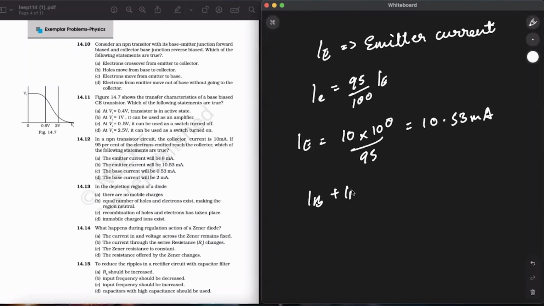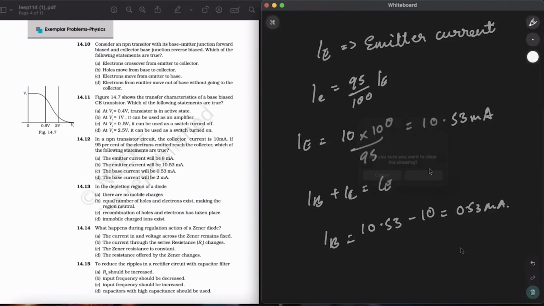Also, IB plus IC is equal to IE, right? Now, IB is IE minus IC. So 10.53 minus 10 is equal to 0.53 milliampere. So option C, the base current will be 0.53 milliampere, is correct. And option B, the emitter current will be 10.53 milliampere, is also correct. So option B and option C are correct for this question.